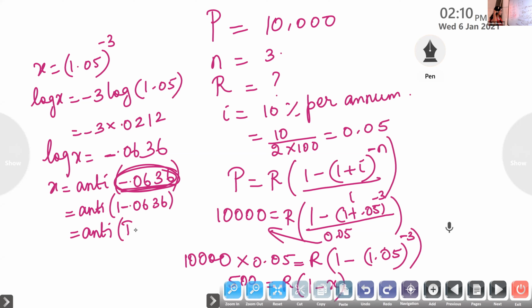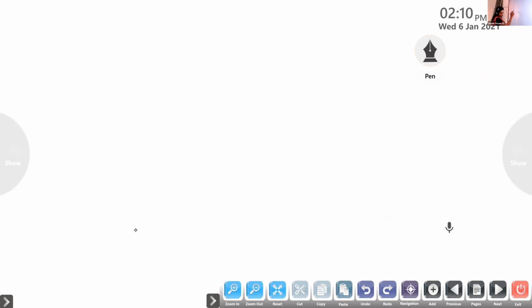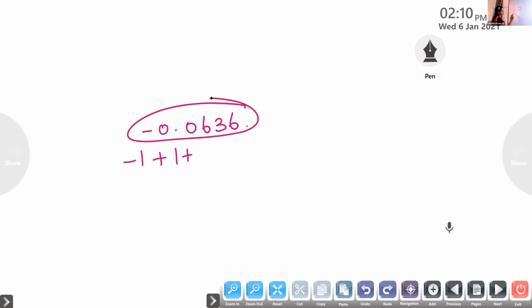We add and subtract. Are you able to recall this method? How do we find the anti-log value? Suppose you are given the value minus 0.0636. What did we do here? You add and subtract, because we can take the log only for positive values. Here it is negative, so we are adding and subtracting 1. So 1 minus 1 minus 0.0636, so it is minus 1 plus what is 1 minus 0.0636?